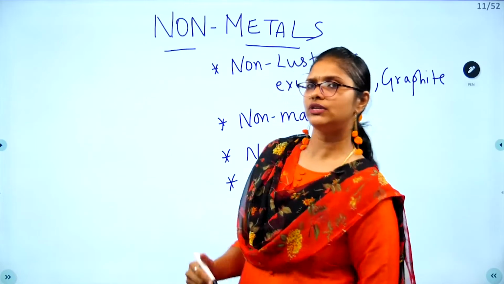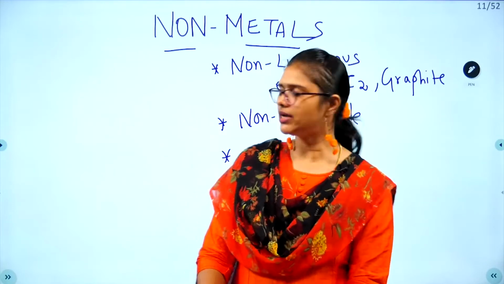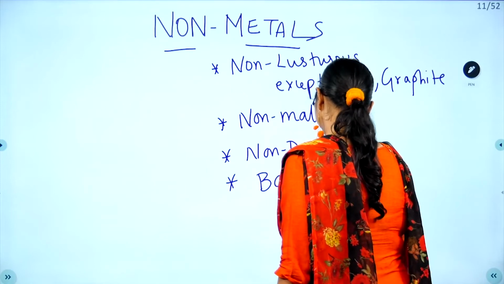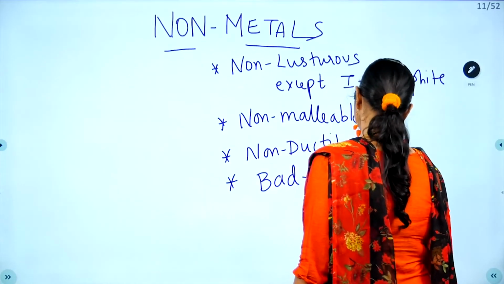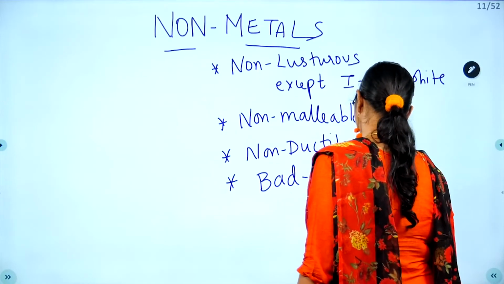So whether they are good conductors or bad conductors of heat and electricity, they are bad conductors. Okay, they are bad conductors or insulators. Except, what is the exception? Except graphite.